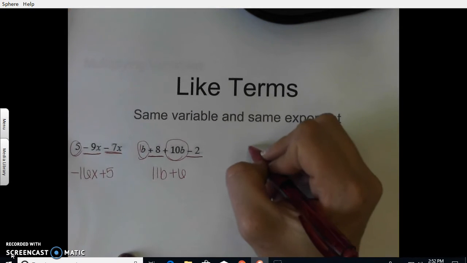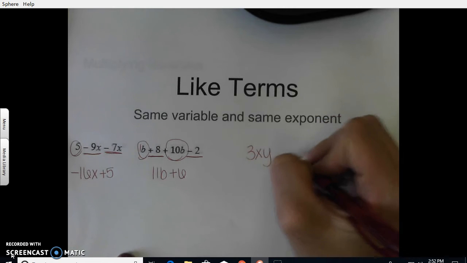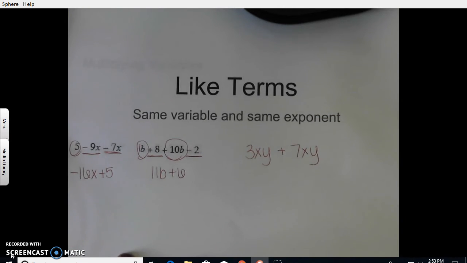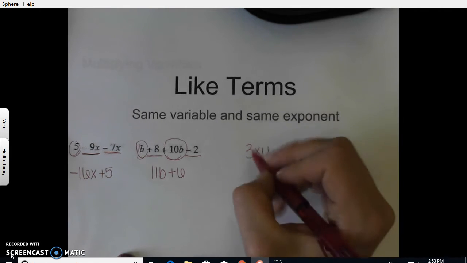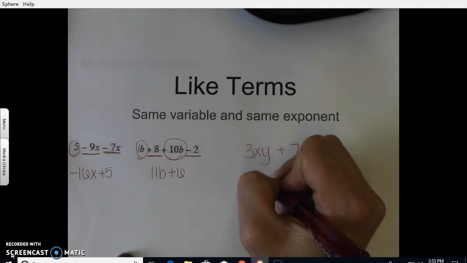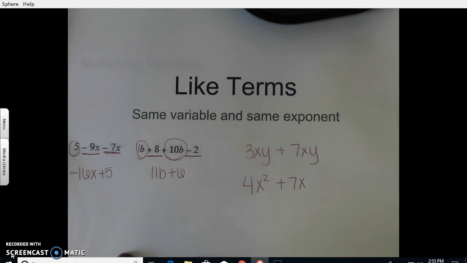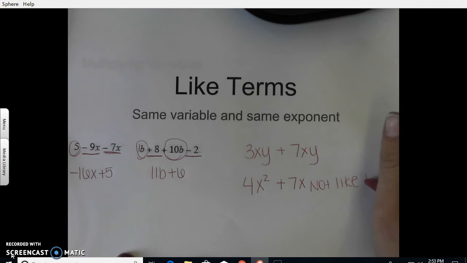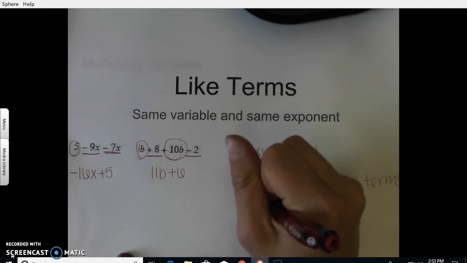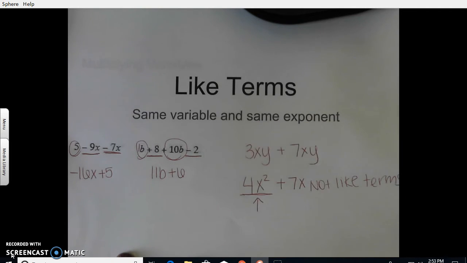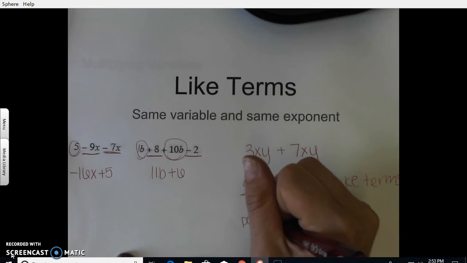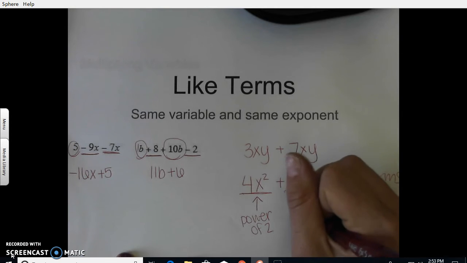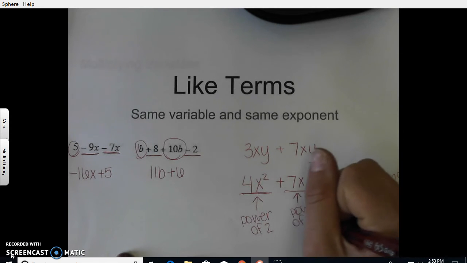So examples of like terms would be something like 3xy plus 7xy. We have the same variable raised to the same exponent. However, something like 4x squared plus 7x are not like terms, because this 4x squared is a power of 2, where this 7x has a power of 1.